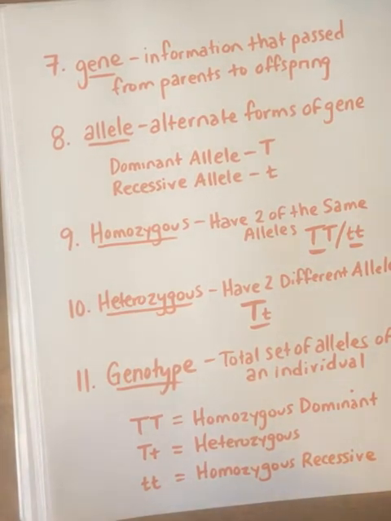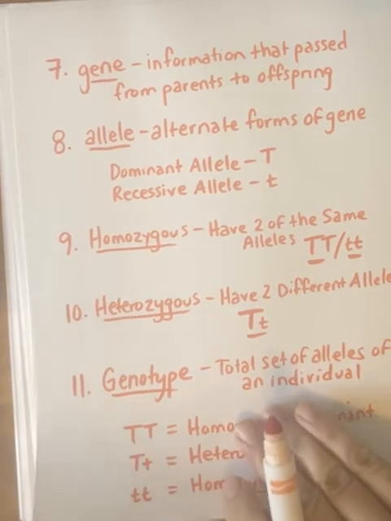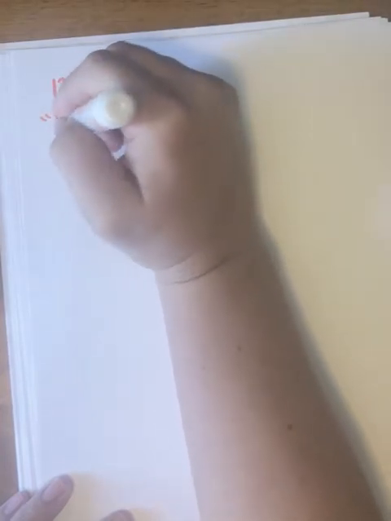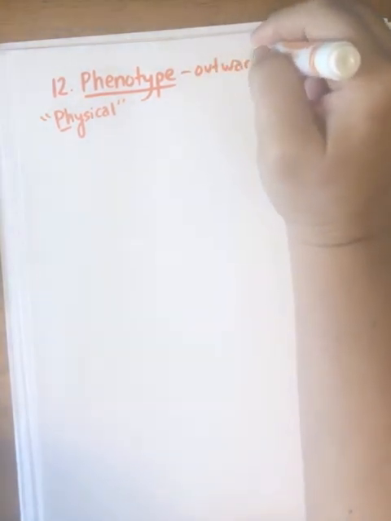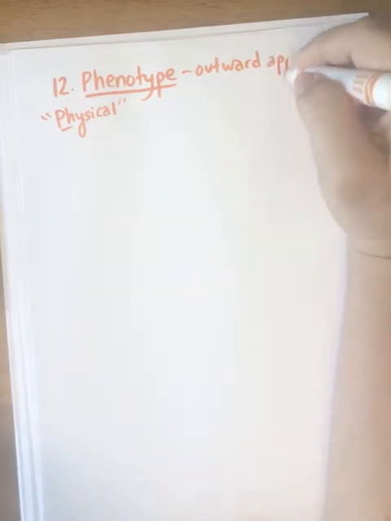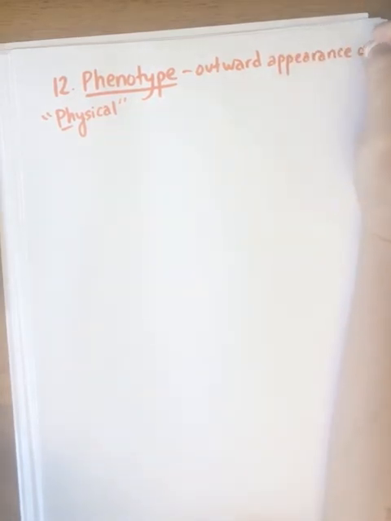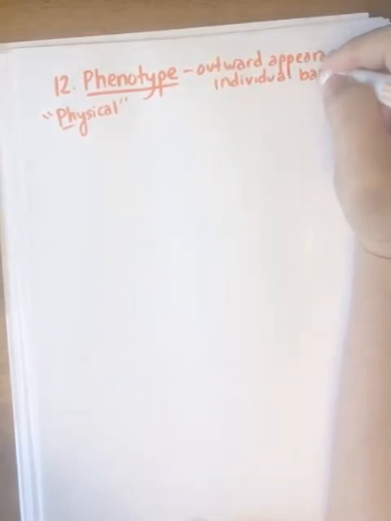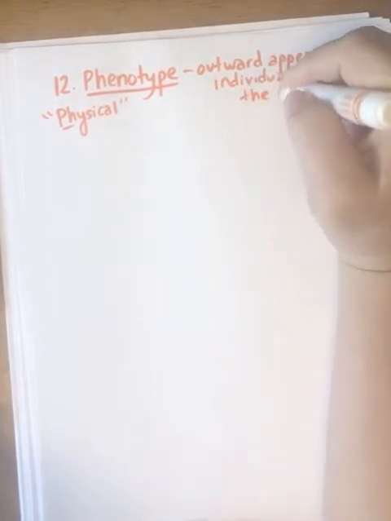Now, this doesn't tell you the appearance. So when we talk about the outward physical appearance, you use the word phenotype. I want you to remember phenotype literally as the physical, PH, appearance. So this is the outward appearance of an individual based on the genotype.